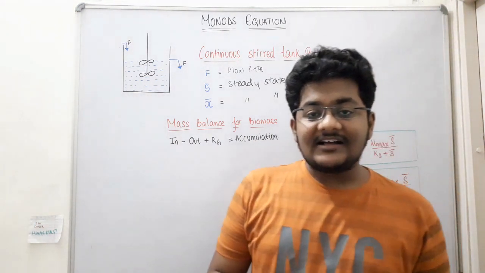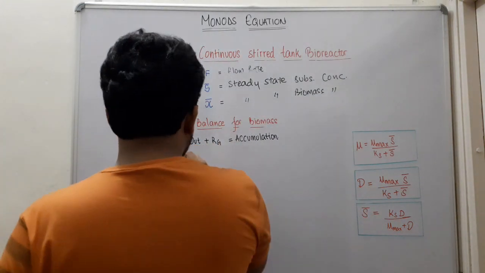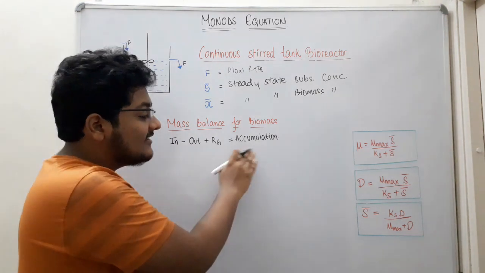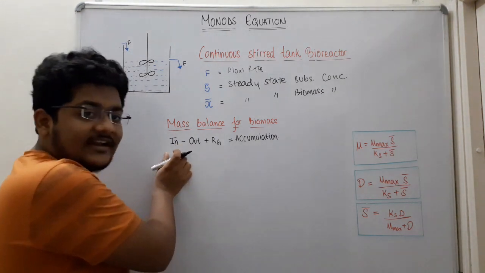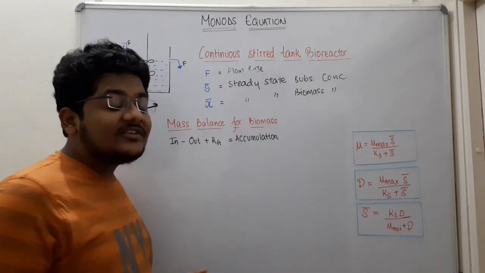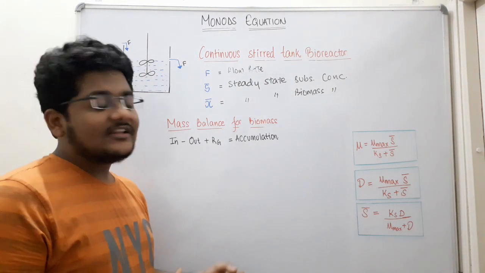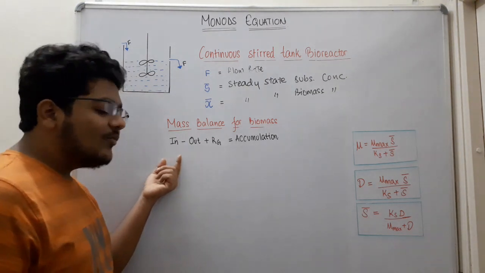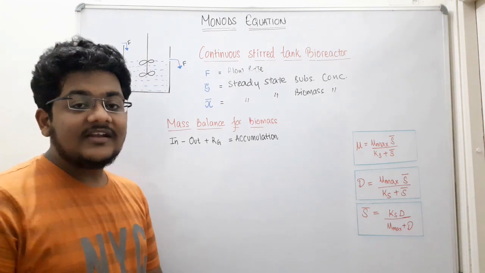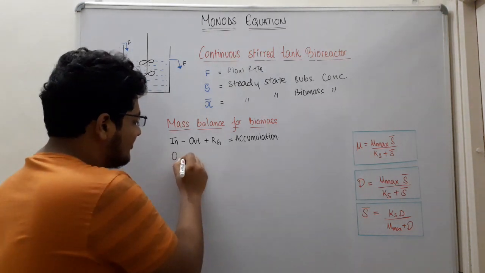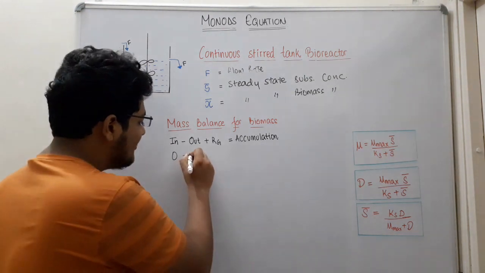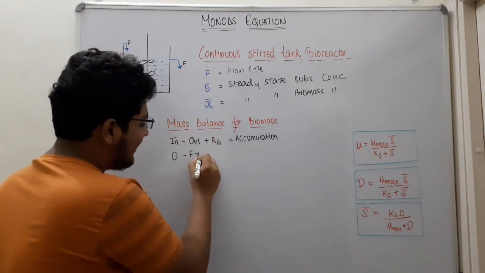We are going to do the mass balance for biomass, which states that the mass flowing in minus the mass going out plus the growth rate of the mass is equal to the accumulation. So the rate at which the mass is flowing in minus the rate at which the mass is flowing out plus the rate at which the mass is getting produced inside the bioreactor is equal to the accumulation. Now we know that the biomass which is flowing inside is 0. The feed only contains nutrients, so this is going to be 0 minus the biomass which is moving out. The rate at which the biomass is moving out equals the flow rate F multiplied by X bar.